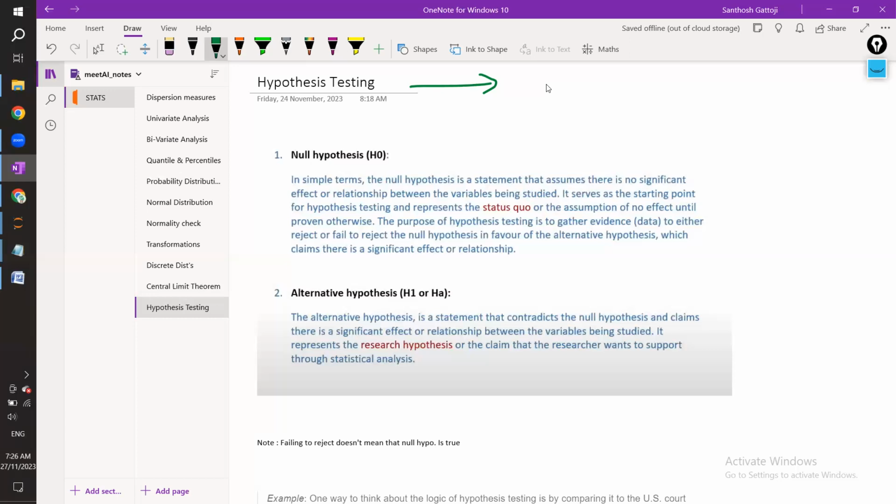Yeah, Santosh. So in that scenario, we call it hypothesis testing, guys. That means any hypothesis you can make, that is, any statement you can make.